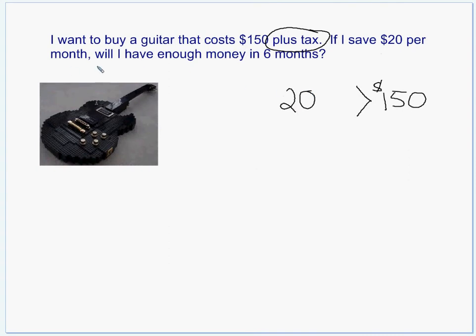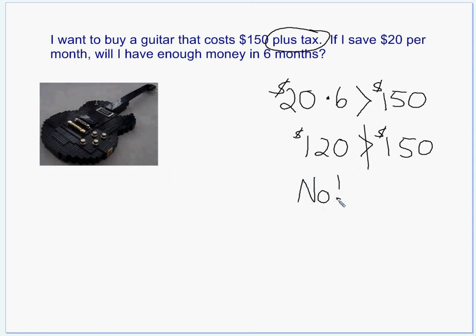Okay, I'm saving $20 per month, and I need to know if I have enough money in 6 months. So if you take 20 times 6, how much money times how many months, that'll tell you how much money you save. So you could put in an M for months and solve it, or you could put in an X for 20 and figure out how much money you have to save for 6 months. But today we're just going to see whether this is enough or not. Okay, so 20 times 6 is $120. $120 is greater than $150. Is that a true statement? No. So, no, you will not have enough money. You need to keep saving.